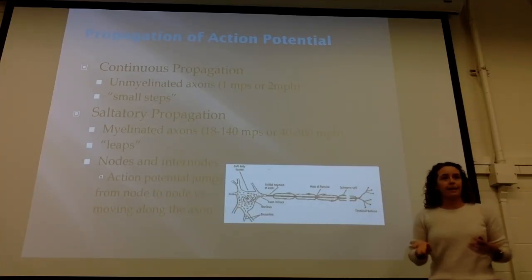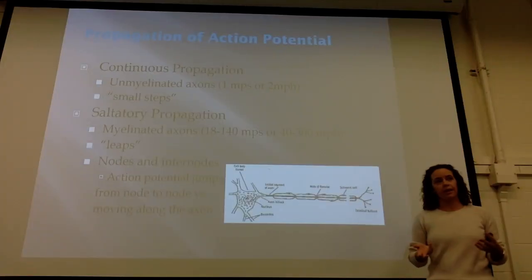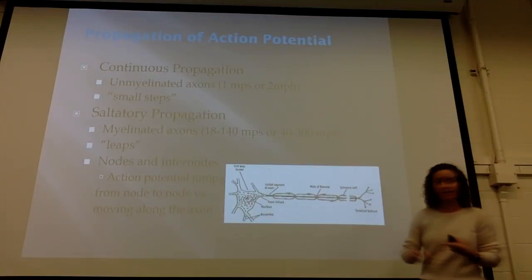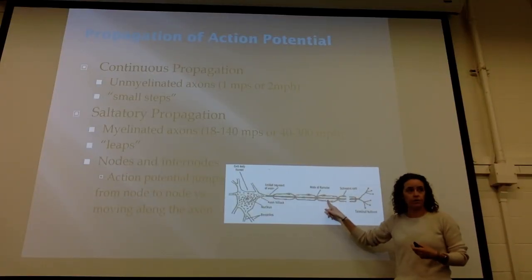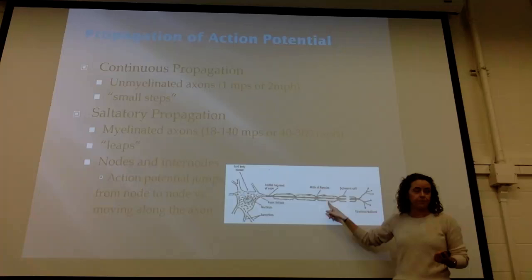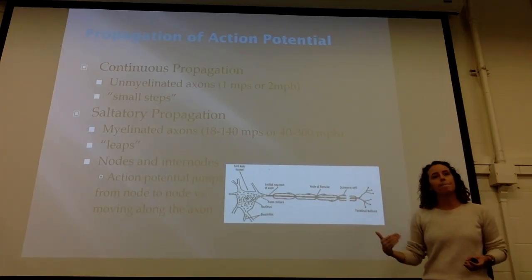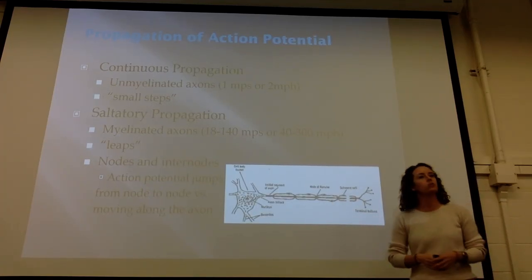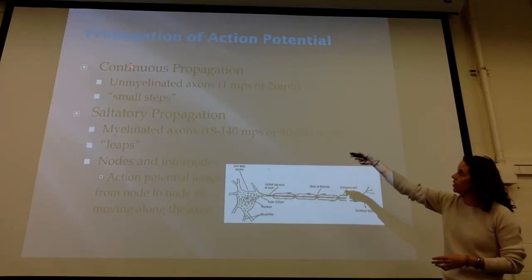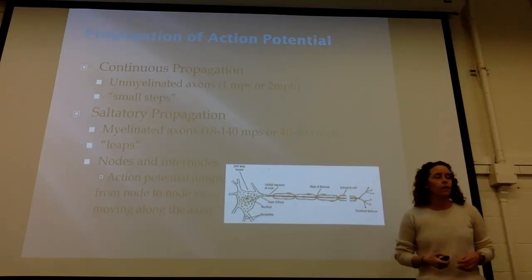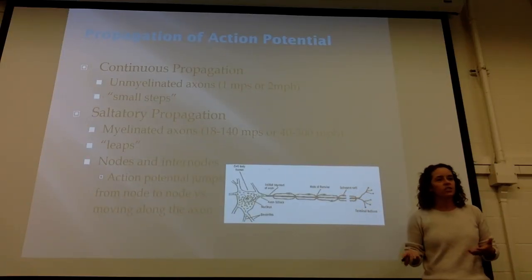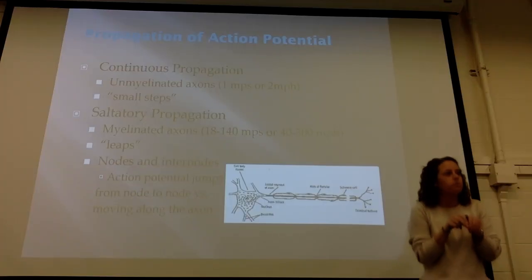So we have different types of neurons in the body that are either myelinated and have the little protective hot dogs, or unmyelinated. When signals are sent across an unmyelinated axon, they travel slower. So this would be continuous propagation. The signal is still sent, it's just sent in like little small steps.